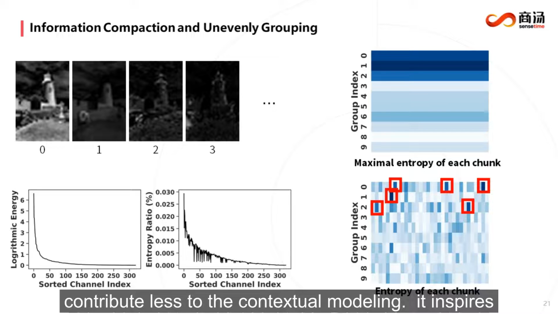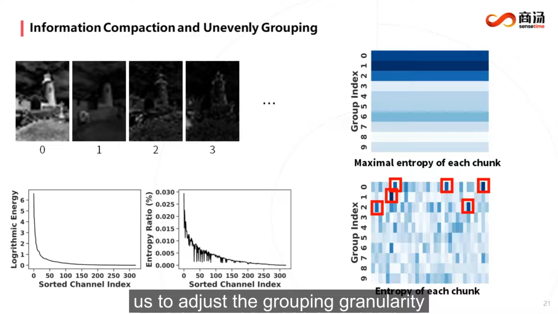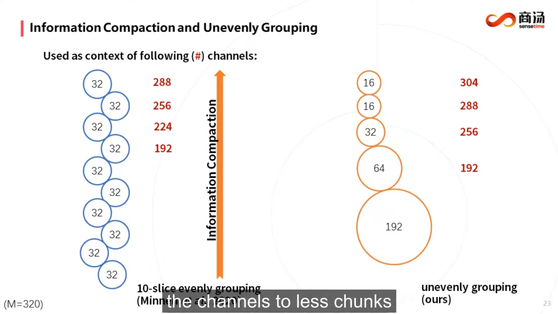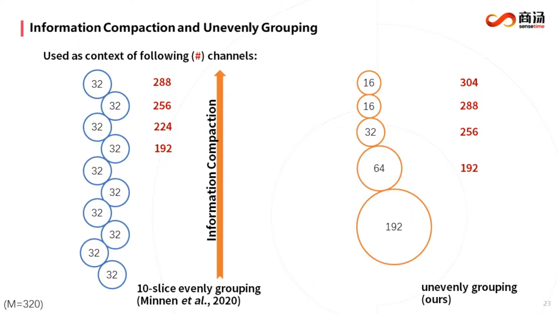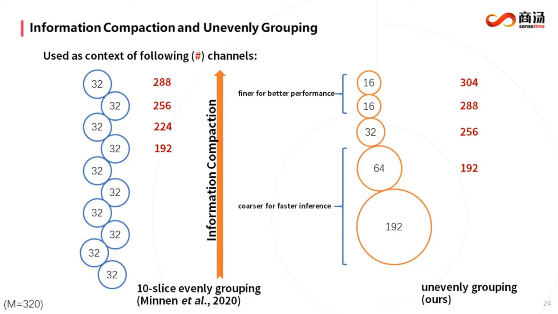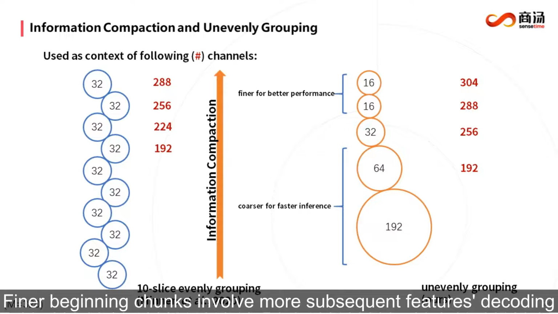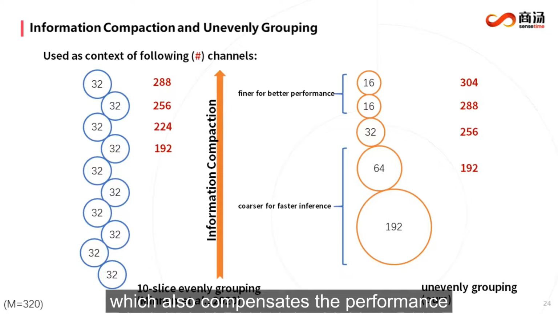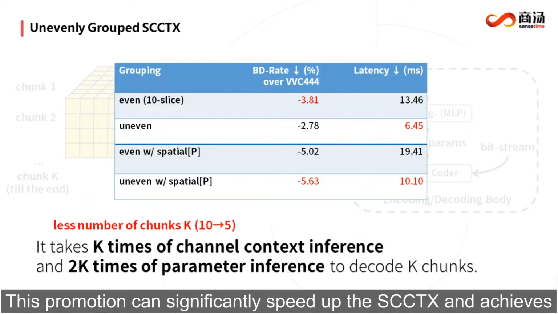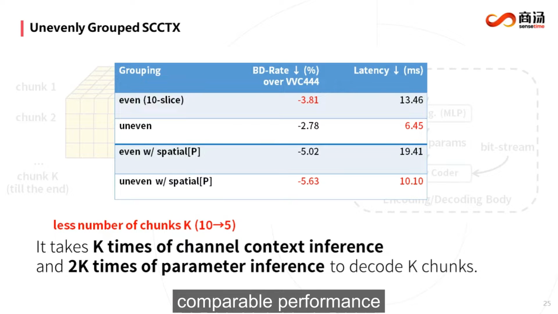It inspires us to adjust the grouping granularity. Different from the existing 10-slice grouping scheme, we propose to unevenly group the channels into fewer chunks. Slicing later decoded chunks coarser saves the calculation volume. Finer beginning chunks involve more subsequent features in decoding, which also compensates the performance. This promotion can significantly speed up the channel context and achieves comparable performance.